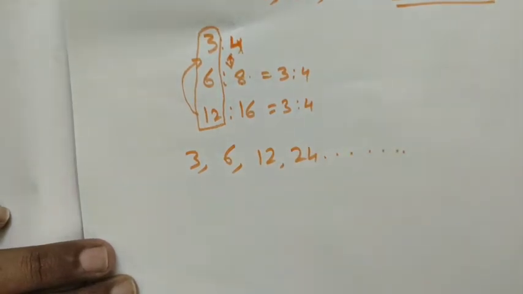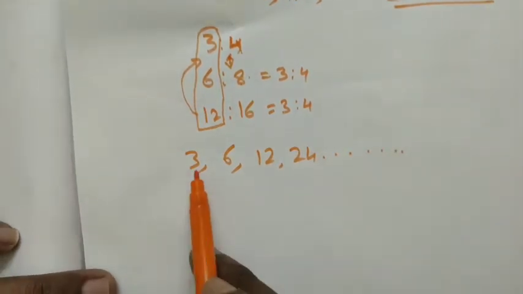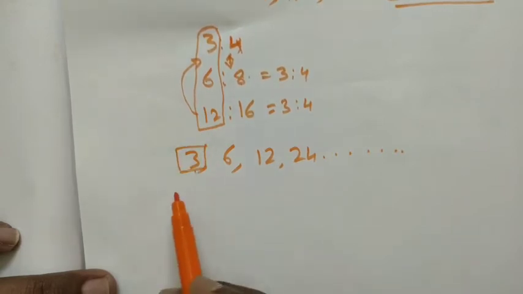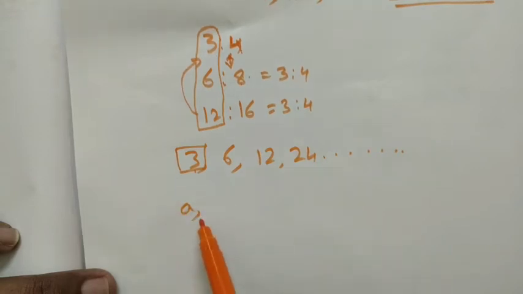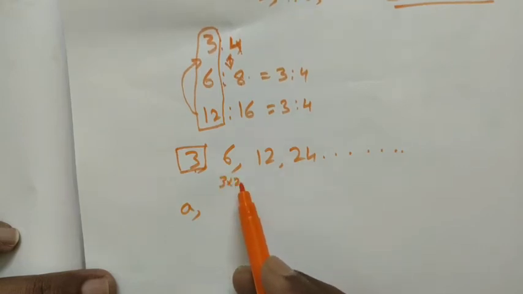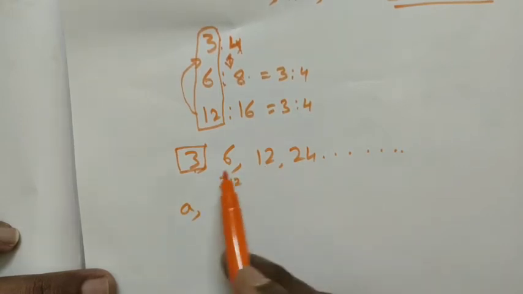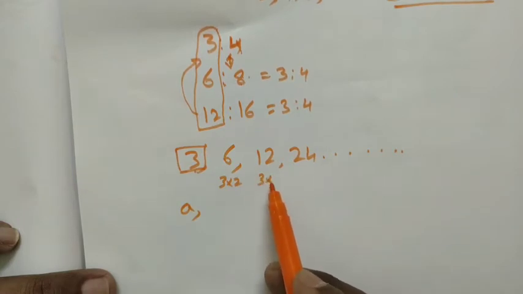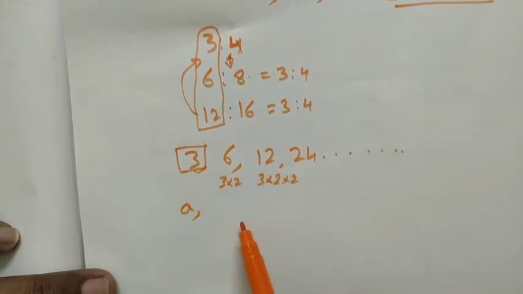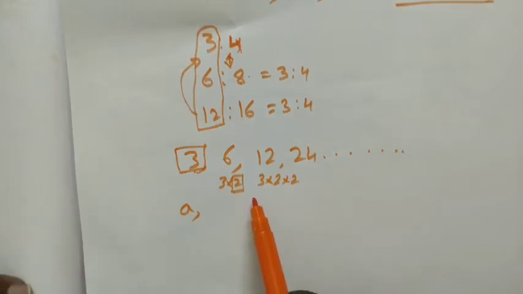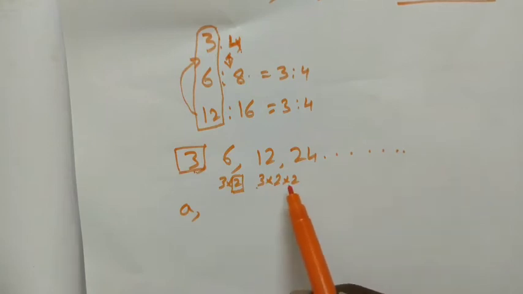Now see the terms. The first term is 3. Always in a sequence the first term is a, right? First term is a. See, the second term is multiplied by 2, that is a into 2, 3 into 2, right? See the third term, the first term is multiplied with 2 into 2. Right? The same constant, the constant must be a non-zero constant, is multiplied in preceding order.